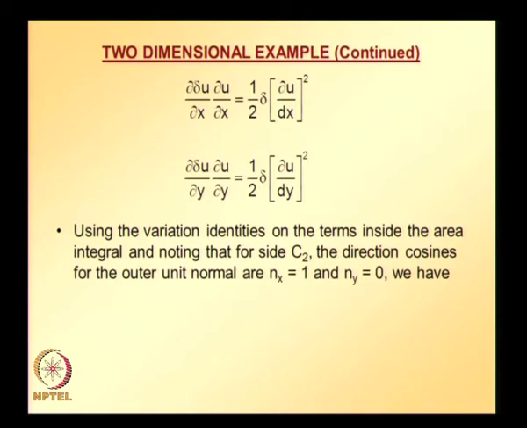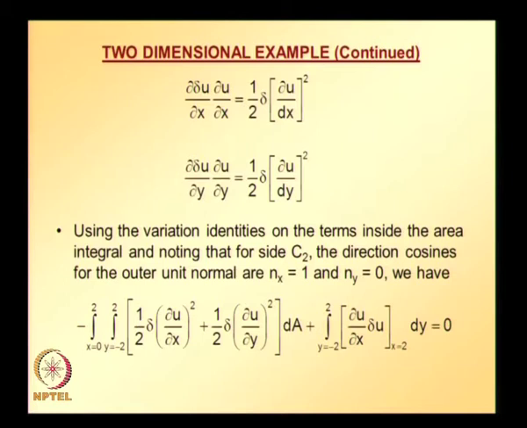So, we will be using these variational identities on the terms inside the area integral, and noting that for side C2 the direction cosines for the outer unit normal are nx is equal to 1, ny is equal to 0. So, we get this equation.